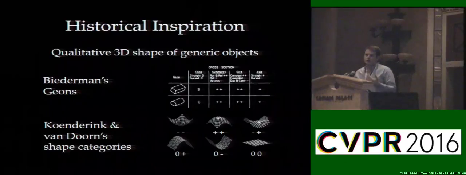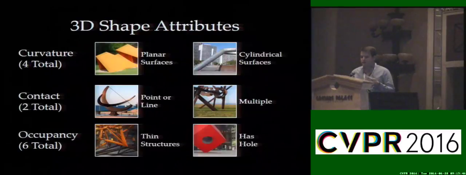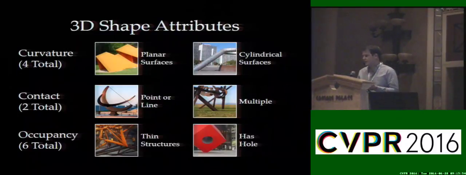If we want to explore this idea of 3D shape attributes, we need a number of things. The first thing we need is a set of 3D shape attributes. As an initial dictionary, we've proposed 12 different 3D shape attributes, inspired by past work in computer vision and psychology, but this is by no means exhaustive. Four of them are based on curvature, basically how a surface deforms, so things like is it primarily planar. Two are based on contact, like does it make multiple points of contact with the ground. And six are based on volumetric occupancy, basically how it occupies space. Is it composed of thin structures, does it have a hole? So this gives us our initial dictionary to play with.